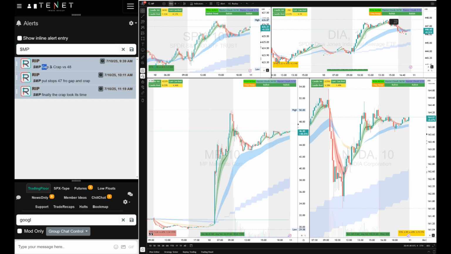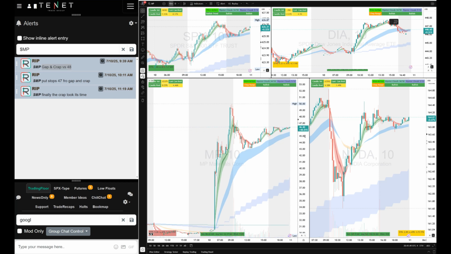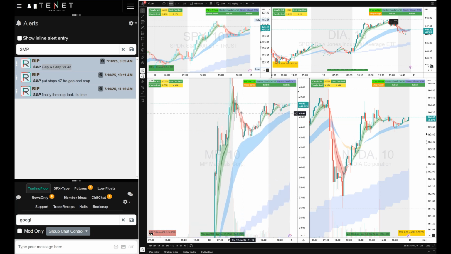So I told the traders gap and crap versus 48. It never pushed over 48. You buy the puts, rejected 48 and faded to the 42. So you could make $5 profit, risking what? You're risking $1, risking the 48 stops. And as it started to work, you move your stops down to 47 and it hit the target. You short here, this area, stops right here, and it faded. Beautiful winner, gap and crap short setup on MP.